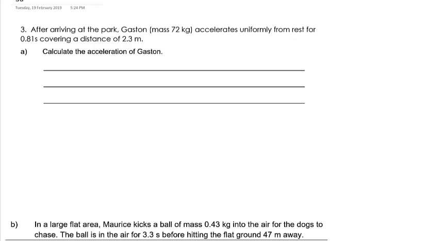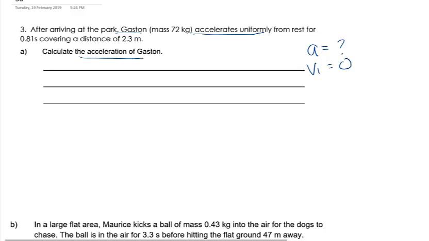Okay, in this question, it's accelerating uniformly. Now that tells us that this is going to be a kinematics problem we can use to solve this. We need to find out the acceleration, so that's an unknown. We don't know what that is. This isn't a projectile motion problem. Gaston, by the way, is a dog. And so it's going from rest, so that means his initial velocity is 0.